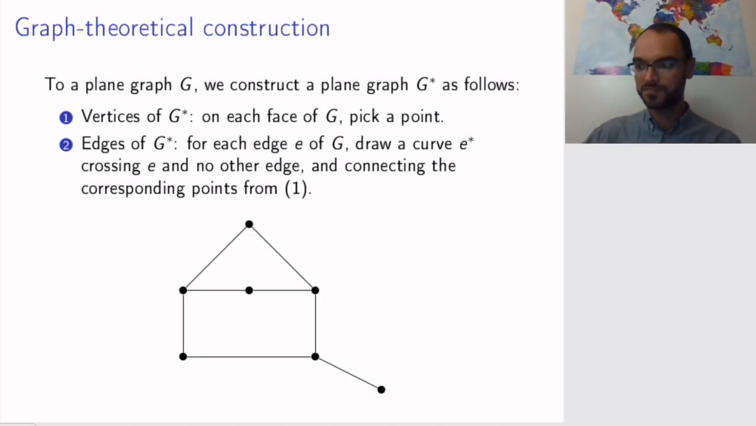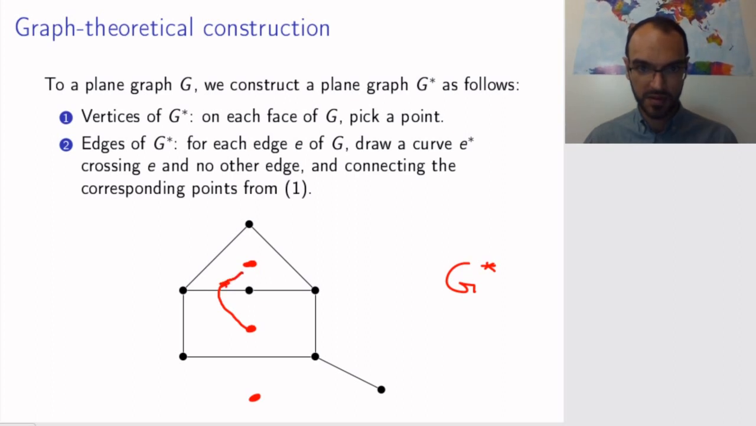So how does this look? This is our plane graph. It has 3 faces, this triangular face, this rectangular face, and the infinite face. Very good. So now I have my vertices. So what I'm constructing is this G star. Now this is an edge in G, and I want to cross it with some line or curve connecting the 2 vertices on each side. This is another edge. I do the same thing.